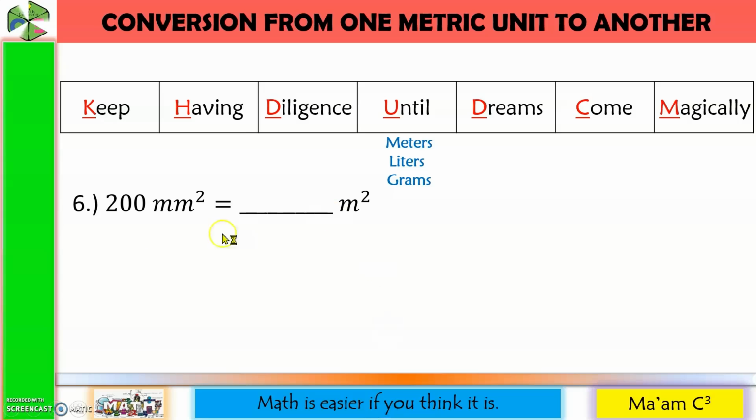Number 6, 200 millimeters squared is equal to how many meters squared? So this is a unit of area. So when we count the number of steps later, we have to multiply it by 2. So millimeter, so that is magically, and then meters, until. Let us count the number of steps. 1, 2, 3. And 3 times 2 is 6. So we're going to move 6 units going to the left.